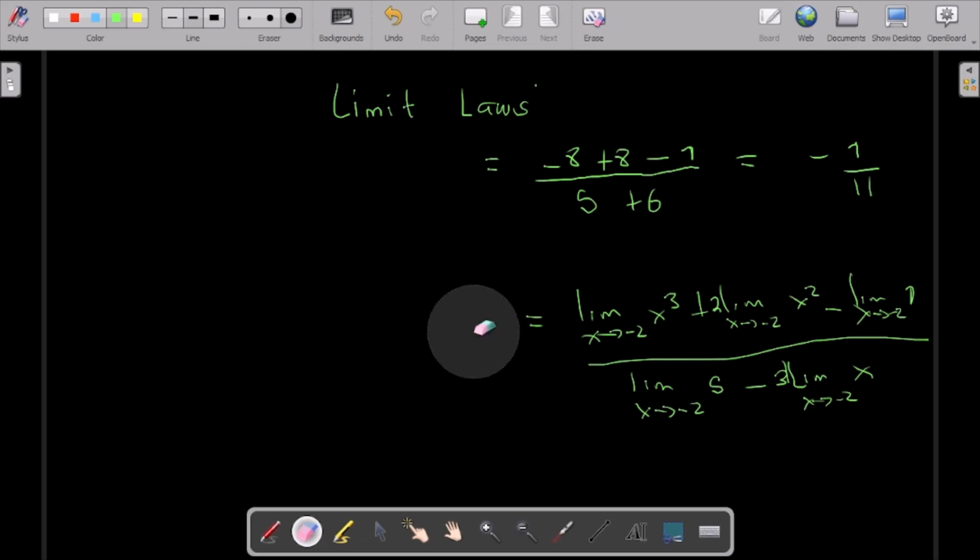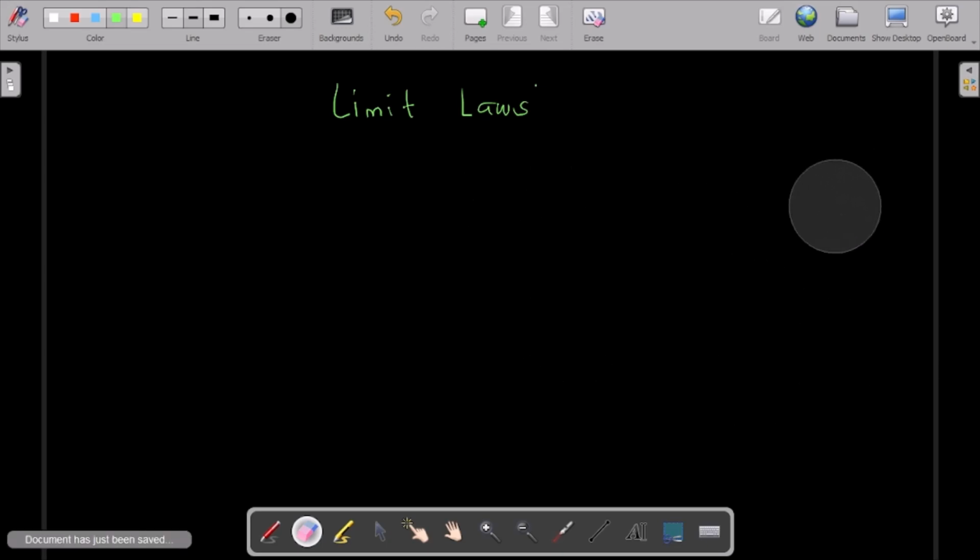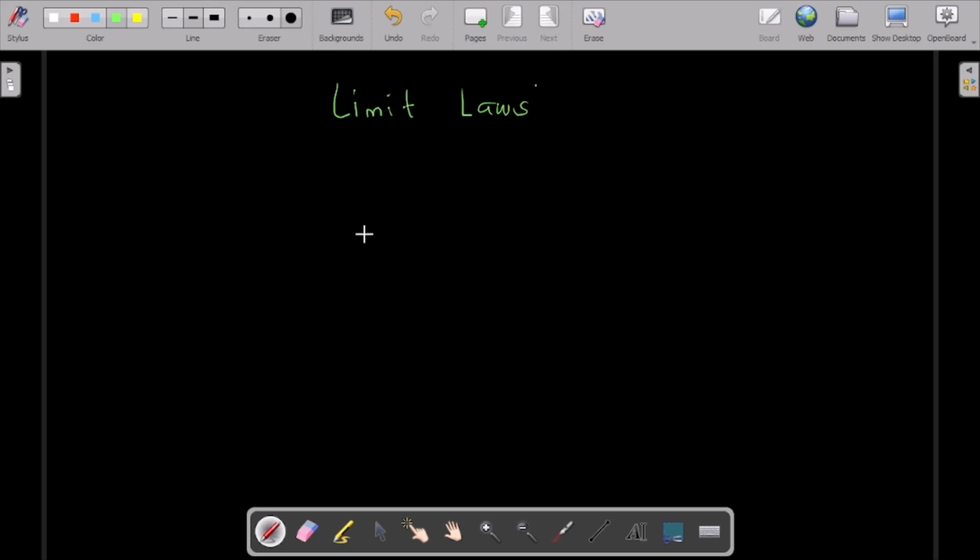Now let me give you one example where you guys have to be careful when you're applying the quotient limit law. So let's take this one. So we want to find the limit as x goes to 1 of x squared minus 1 divided by x minus 1. Now you guys might be very happy and excited that, oh, this is very simple. Well, we just have to think of this as a quotient because we have x squared minus 1 and we have x minus 1 at the bottom.